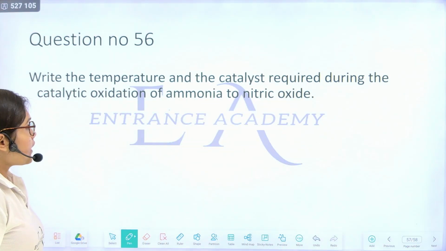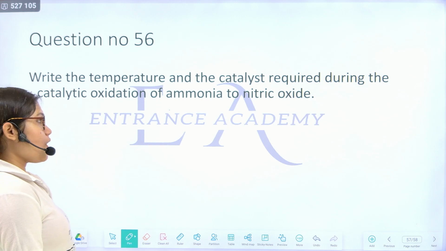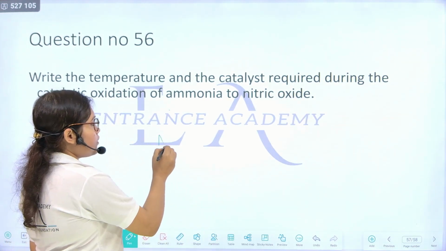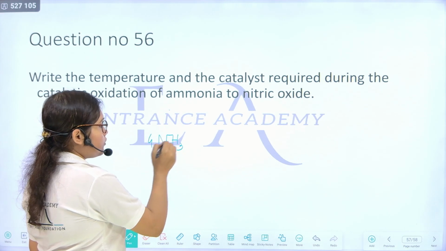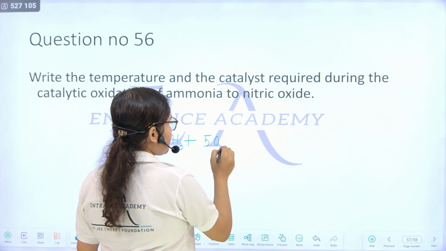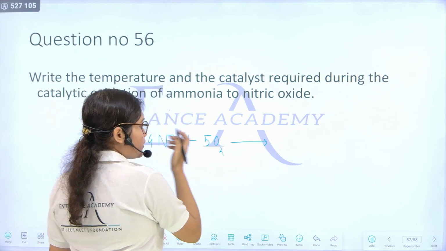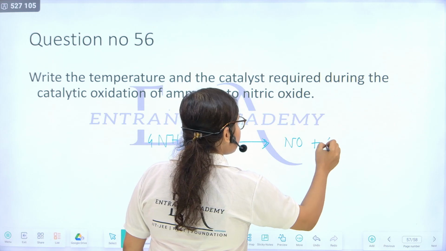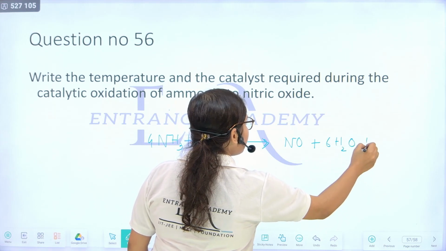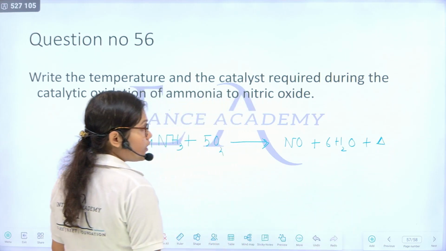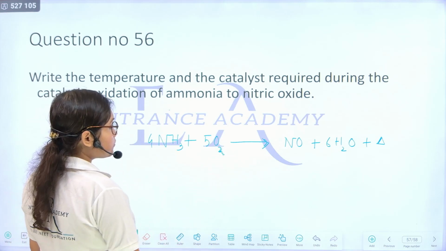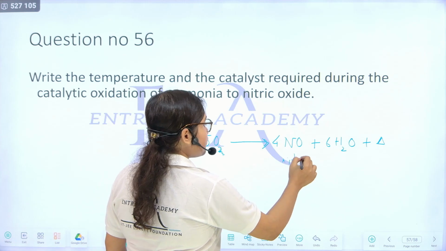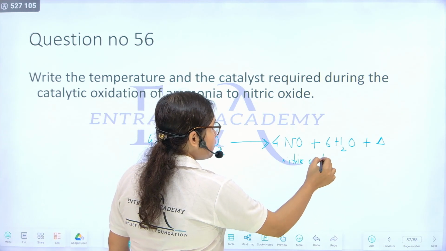Write the temperature and the catalyst required during catalytic oxidation of ammonia to nitric oxide. So this is the reaction. Catalytic oxidation of ammonia to nitric oxide is an exothermic reaction.